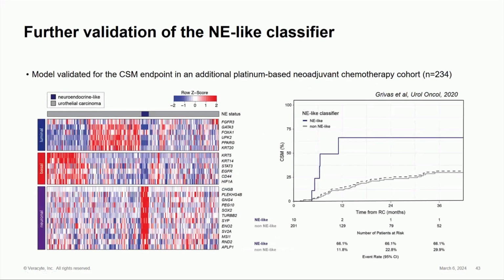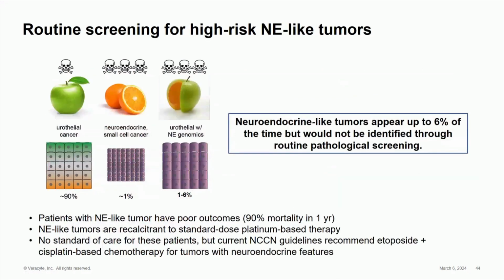Never satisfied with validating just in the cohorts we had, we generated another cohort, a chemotherapy cohort of 234 patients. Again, as before, the neuroendocrine-like patients we identified have very robust expression of neuronal markers, are depleted in basal luminal markers, and consistent with before, tend to have poor outcomes. Within 12 months, we had 8 events, so this is a really aggressive tumor type. And again, none of these were small cell histologically. They're all conventional urothelial.